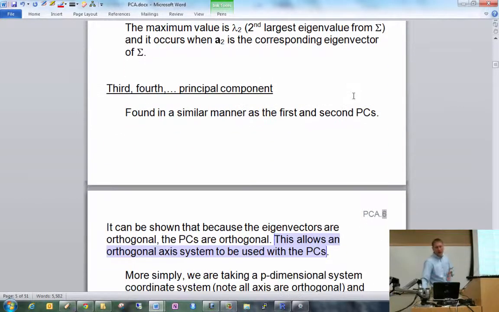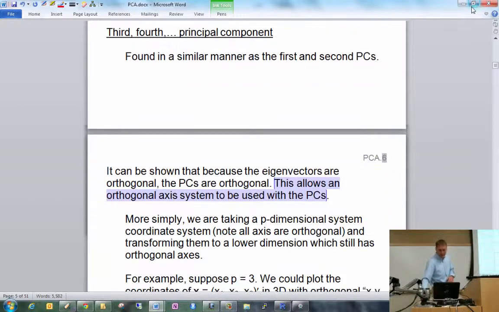Okay, well, what about then the third principal component, the fourth? They're essentially found the same way. You could have up to P, but again, if you're going to use principal component analysis, what you're hoping is that the number of principal components that you use, let's call it D, is small. The smaller it is, the easier it is to work with your data. The smaller number of variables you have, the easier it is to work with your data.